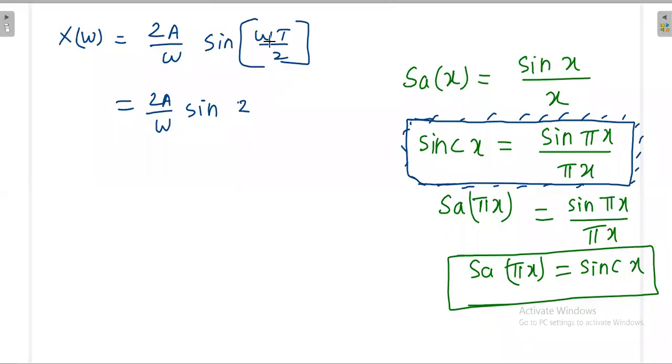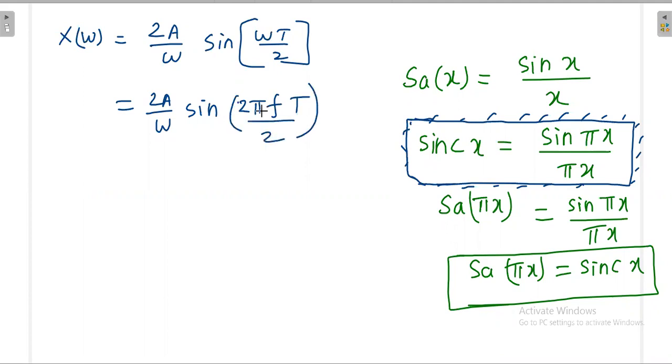Omega is 2 pi by T, but here we cannot write 2 pi by T because this is not omega naught. This is a frequency that will be varying. Okay, it is a variable frequency. So better we'll write it like this, 2 pi f. So omega I can write as 2 pi f, then T is already there, then by 2.